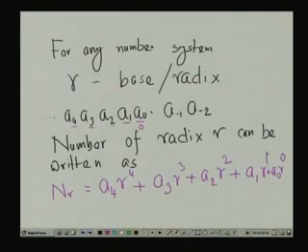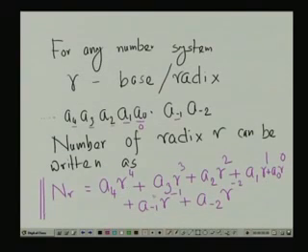This is my integer portion. Now, what will be the fraction after the decimal point? It will be a to the power A minus 1 times R to the power minus 1, because the place value is now minus 1, then plus a to the power A minus 2 times R to the power minus 2. So, this is my general representation of a number system.